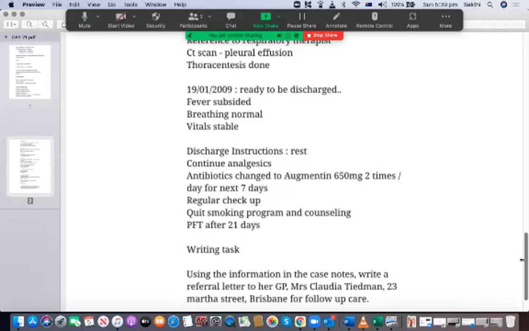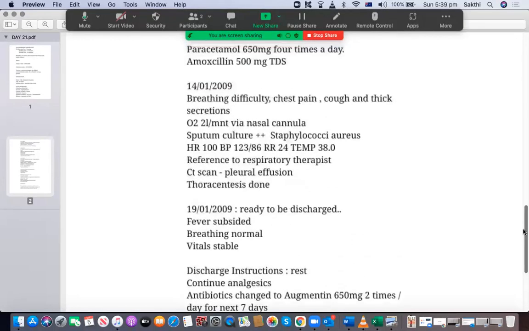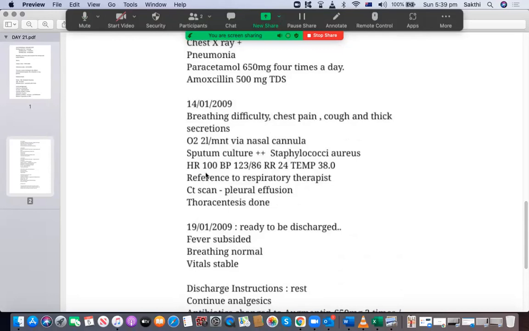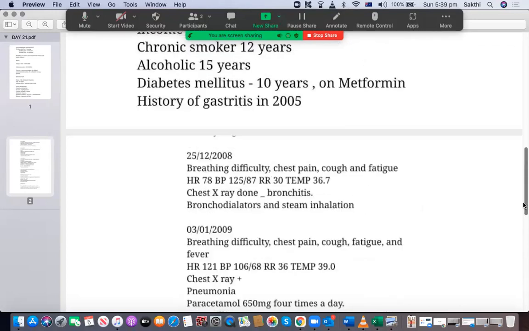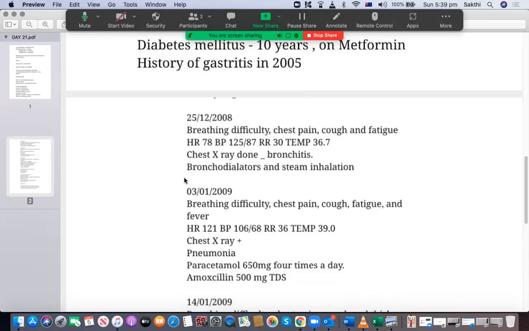All right, let's go through here. 14 January. So he has been hospitalized since that time, isn't it? He stayed in the hospital, am I right? Yes, sir. Okay, then it is important. You have to include that because the GP, the general practitioner, doesn't know anything about this. So you have done that. Yep, X-ray is done. Bronchitis, steam inhalation. Okay.